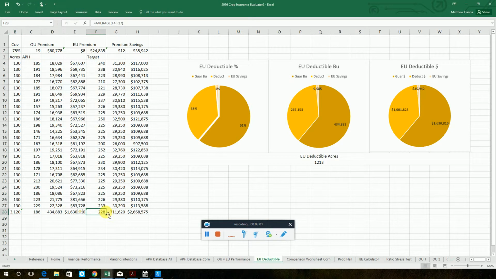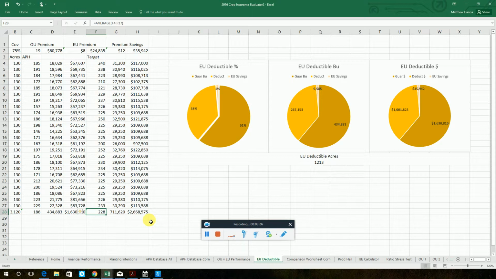And so what we're using for target yields is not our APH. Okay, what we're using for target yields is the best yield out of this APH database. Okay, so these are historical yields that these fields have produced in the past. We average those together to 228. Okay, 228 bushels per acre. That's 711,000 bushels, $2.6 million.